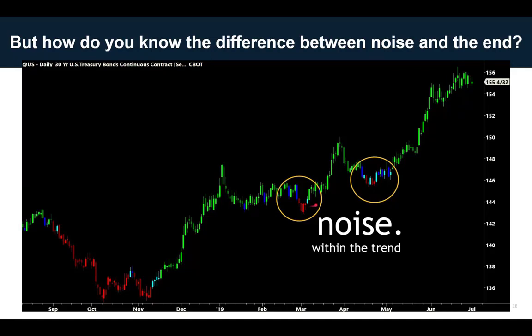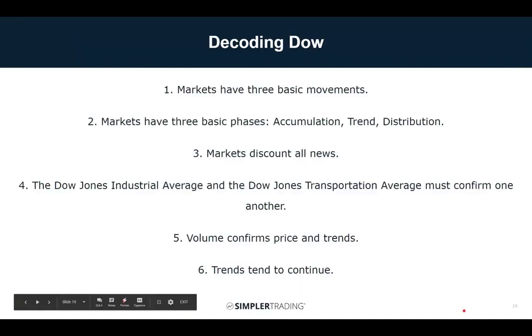All right. So far we've covered, I know it went pretty quick, we're about halfway through. We discussed these particular tenets of Dow theory. I will tell you that I tend to combine 1 and 2. Those really aren't two different tenets to me: that the markets have basic movements, and that there's accumulation, trend, and distribution. Those aren't really different to me.